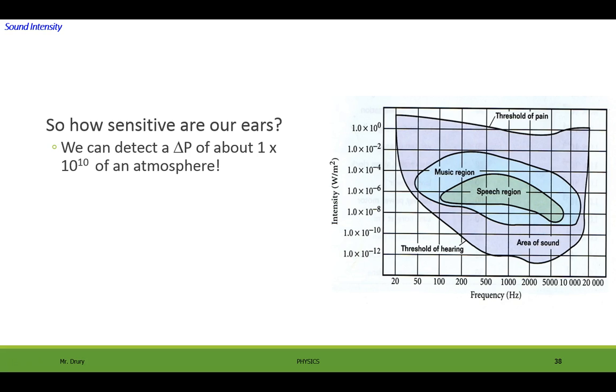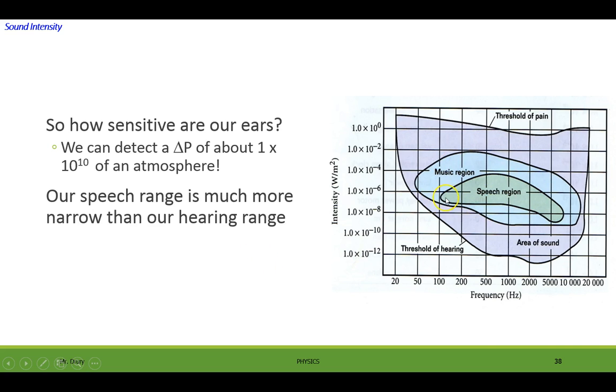So how sensitive are our ears? This is kind of interesting: we can detect a pressure change in the air around us of 1/10 of a billionth of an atmosphere. So the variations between those high pressure regions and low pressure regions are incredibly small, and our ears are sensitive enough to pick that up.